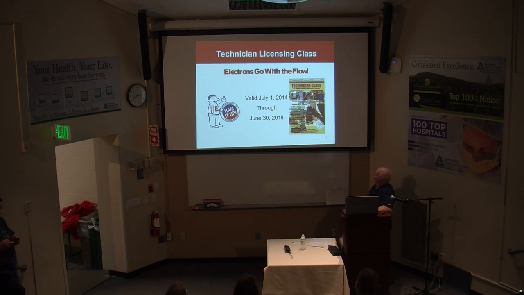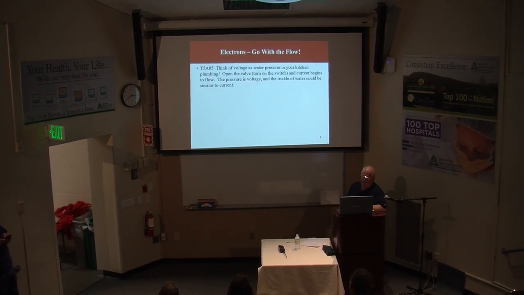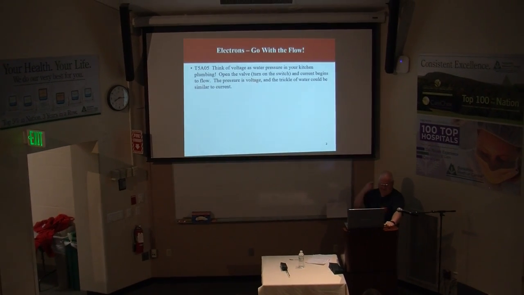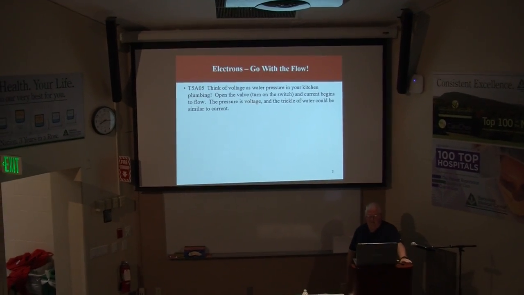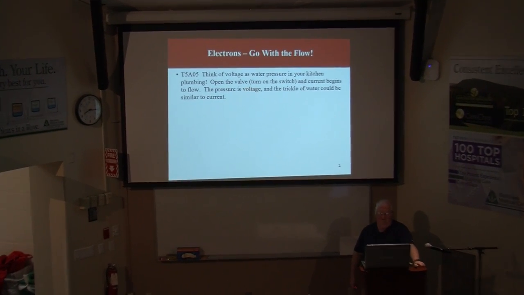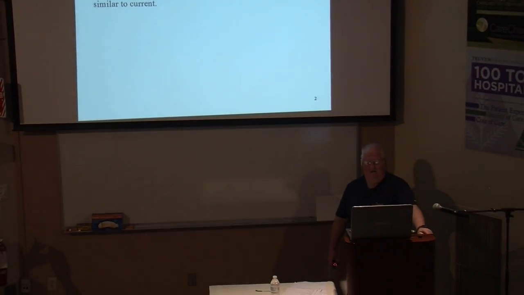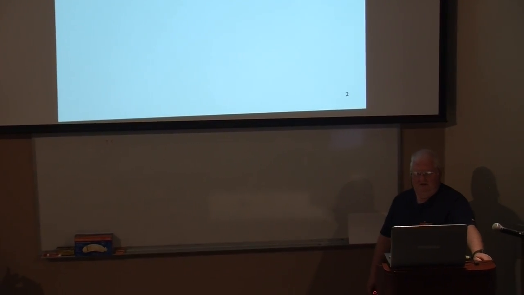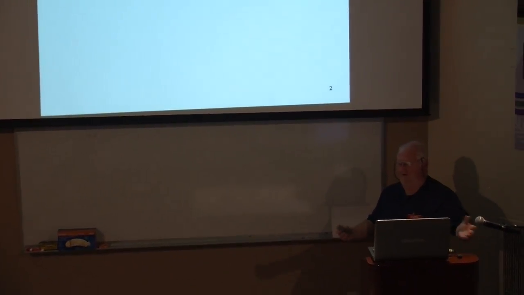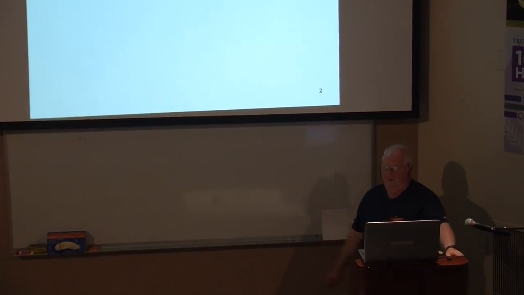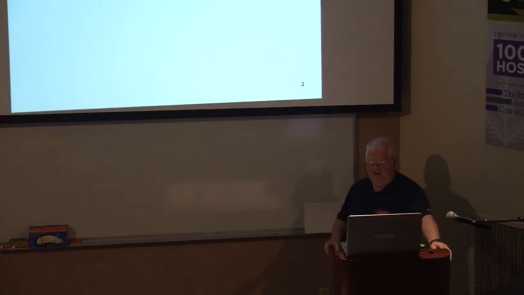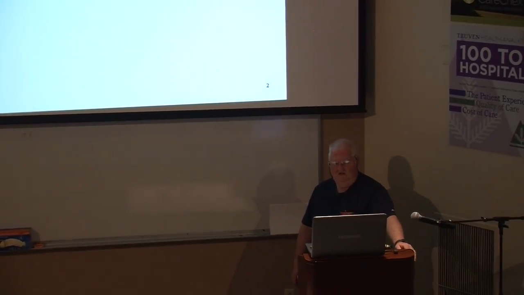Good. All right, electrons go with the flow. Think of voltage as pressure in a kitchen plumbing. Open the valve, turn the switch, the current begins to flow. The pressure is voltage, and the trickle of water is similar to current. If you picture voltage as a water hose, with the current going through the hose, that's how you're going to get it. But electrons go with the flow.